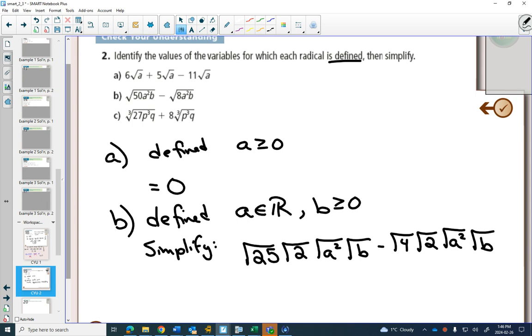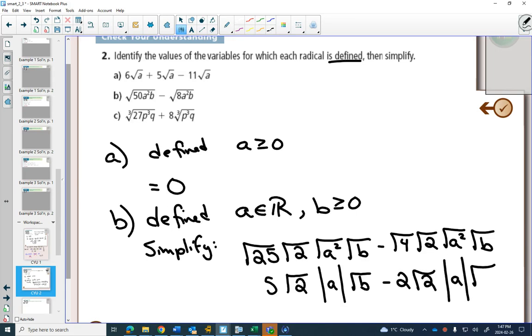Square root of 25 is 5. Square root of 2, I can't do anything with. The square root of a squared is a. However, a square root is always positive, so we need to make sure that a goes in an absolute value box. And the square root of b, we can't do anything with. Minus 2 root 2. This will also be absolute value of a.